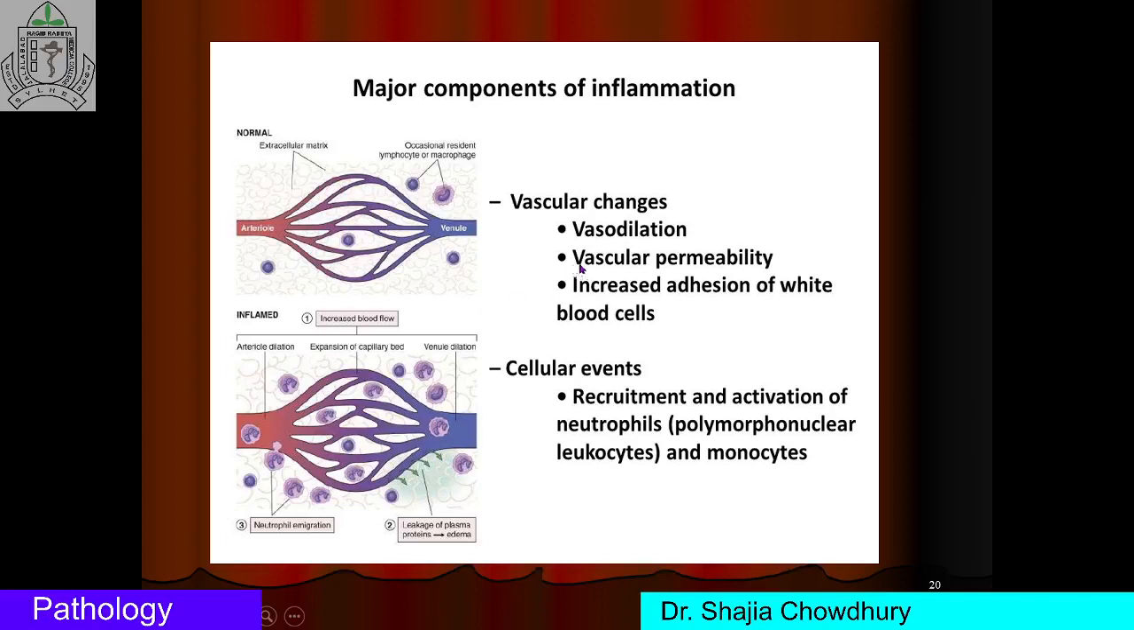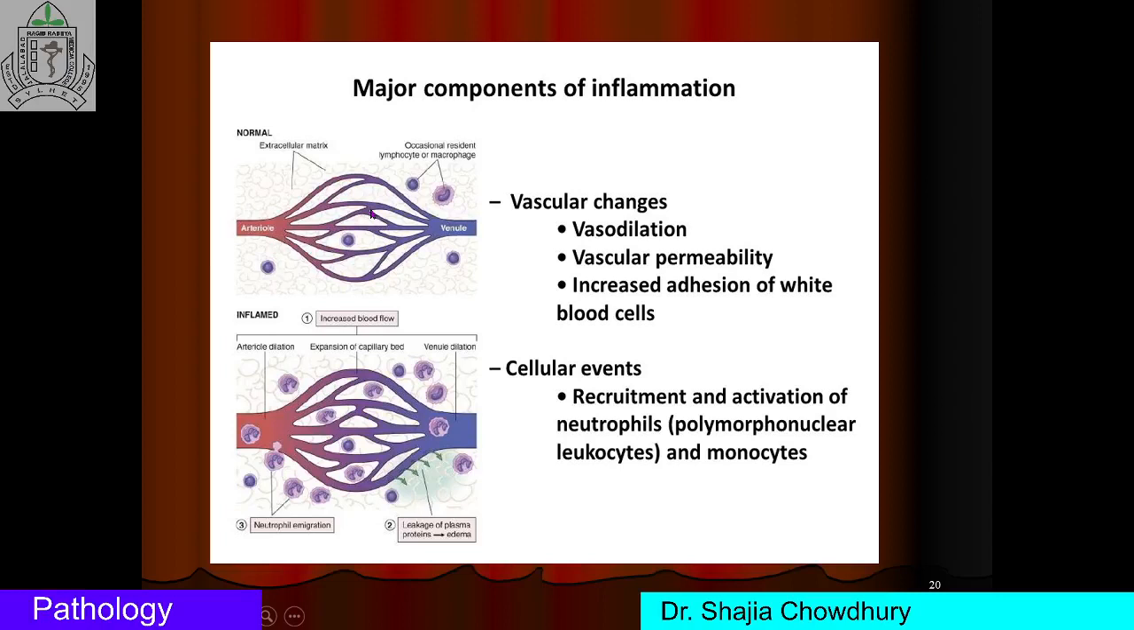And second is increased vascular permeability. Increased vascular permeability leads to leakage of plasma protein and plasma, which causes edema. The plasma protein and plasma reside inside the blood vessels and leak through the endothelial gaps, leading to formation of edema. And third, cellular events: recruitment and activation of neutrophils and monocytes from the blood vessel to the site of injury. These are the events.